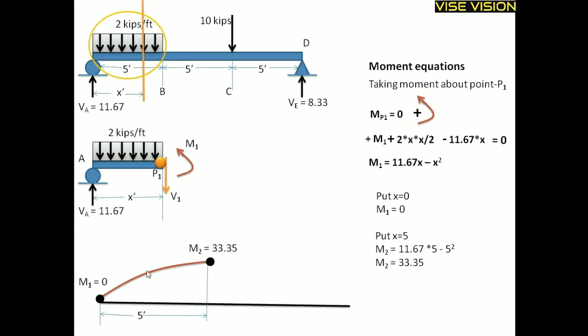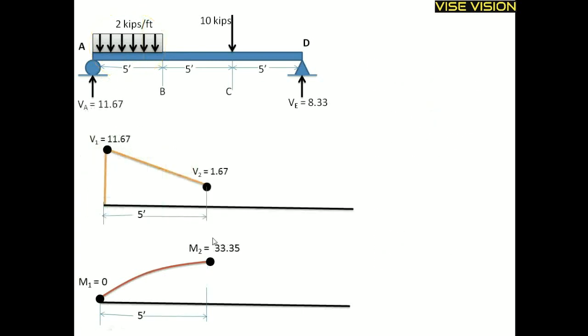Now how this curve is drawn, I will explain now. This is the SFD and BMD drawn for this region. Now how these lines are drawn, how this curve is drawn, I will explain now. The slope of the SFD line depends upon the loading behavior, and the slope of the BMD line depends upon the SFD behavior.